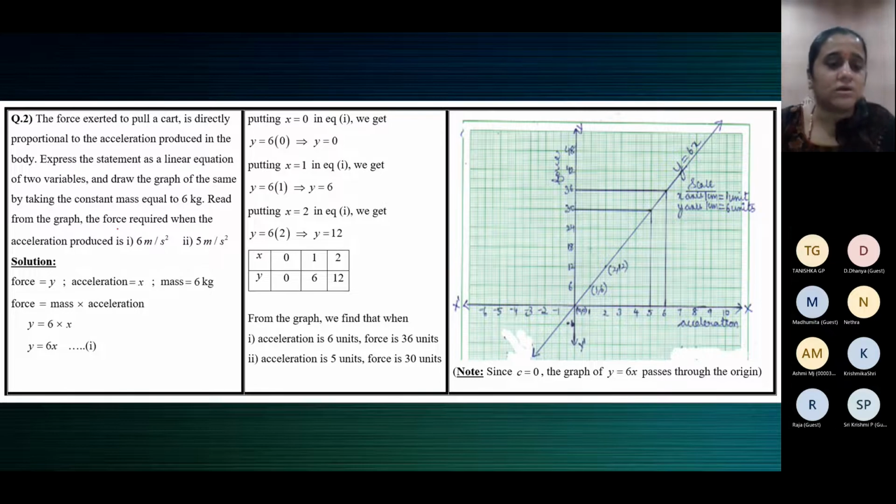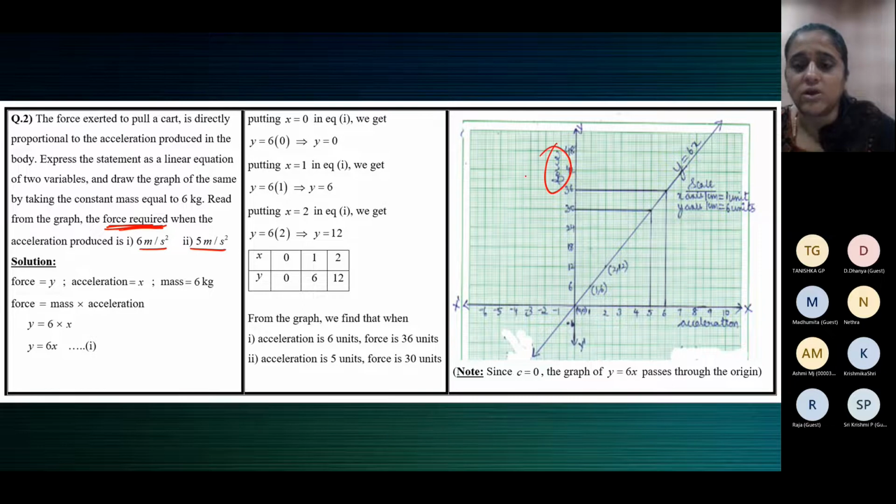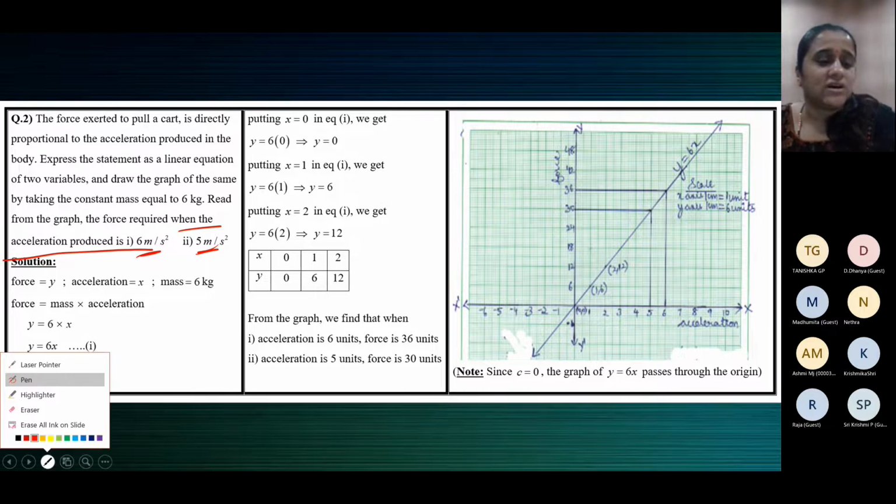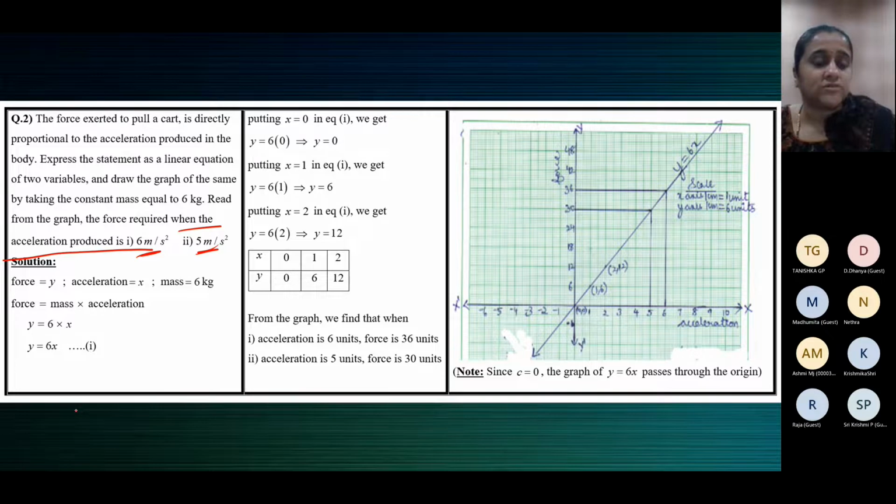Okay, so now to answer these questions, you need to find the force required from the graph. Find force when acceleration is given. Where is force? It's along the y-axis. So you must find the y value when the x value is 6 and 5. Because what are 6 and 5? The acceleration produced. When the acceleration produced is 6 meters per second square, 5 meters per second square. So these are the values for acceleration. Acceleration is 6 in one case and 5 in the other case. You need to find the corresponding force.